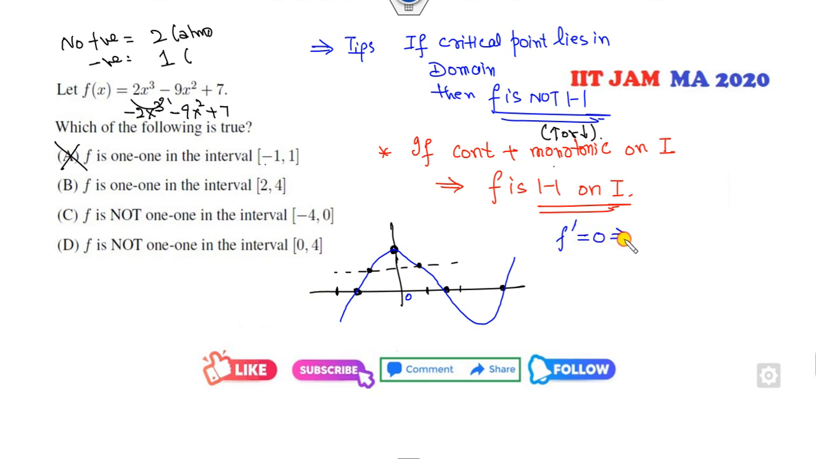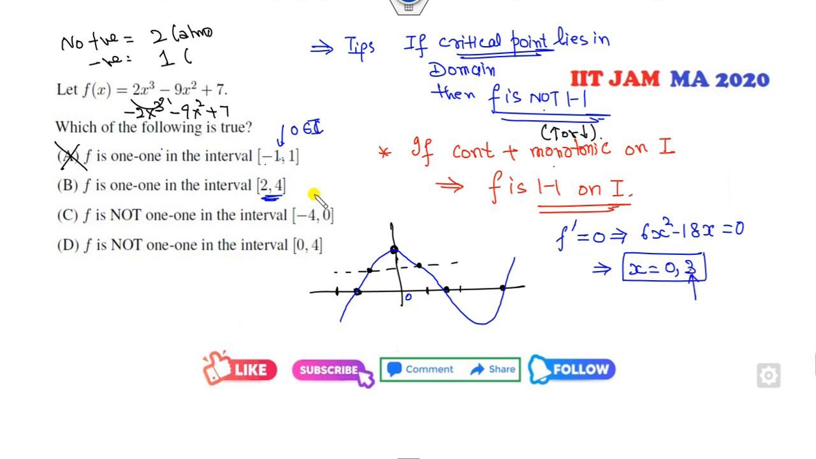f dash is 0. What is f dash 0? 6x square minus 18x is 0. So the critical point is 0 comma 3. Again you can see 0 belongs to this. So if the critical point belongs to the domain, f is not 1 1. In 2 comma 4, critical point 3 belongs to this, so it is not 1 1.